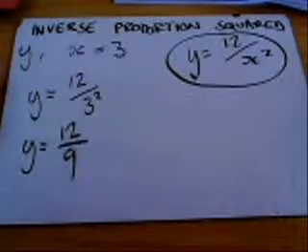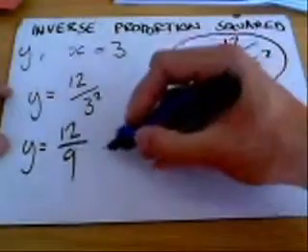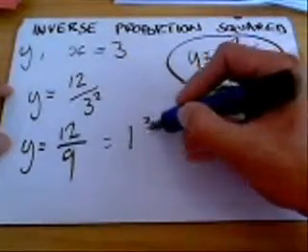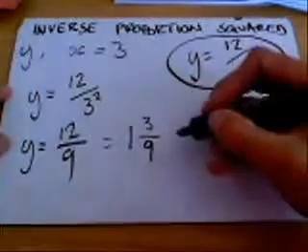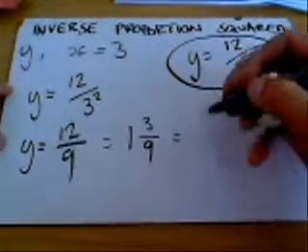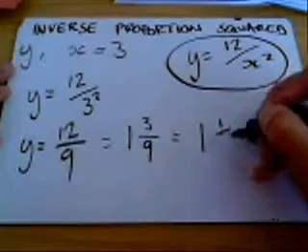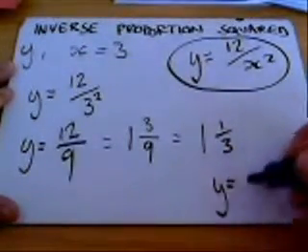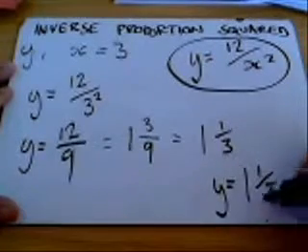Okay, now we've got a top-heavy fraction, let's convert that to a mixed number. So 12 over 9, 9 fits into 12 once, we've got 3 left over, so it's 1 and 3/9. We know that 3/9 is a third, so 1 and a third. So when x equals 3, y equals 1 and a third.